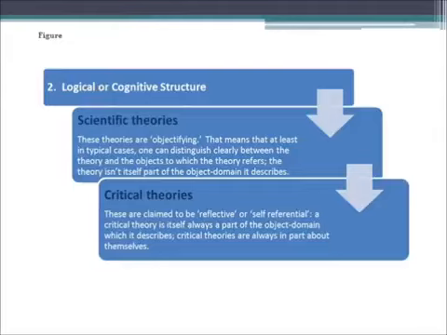However, critical theories are claimed to be reflective or self-referential. A critical theory is itself always a part of the object domain which it describes. Critical theories are always in part about themselves.